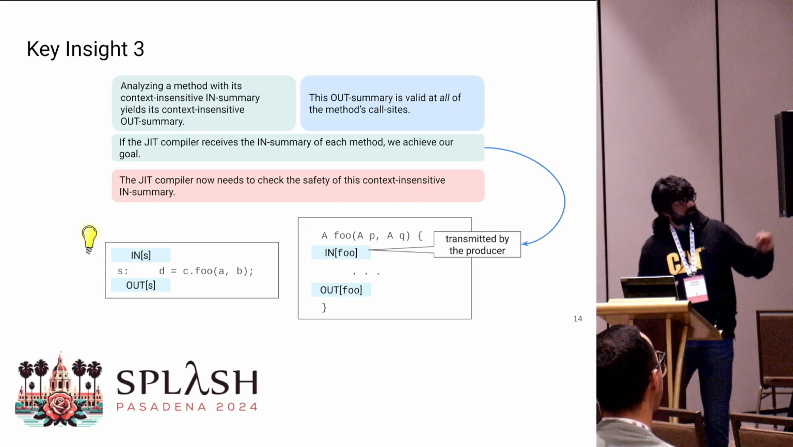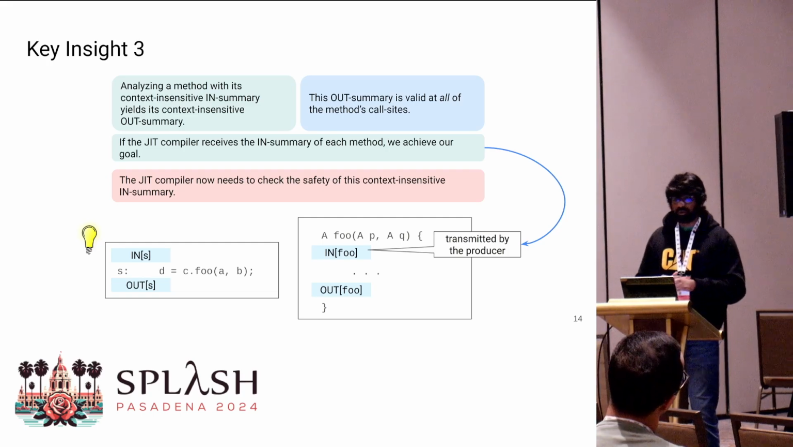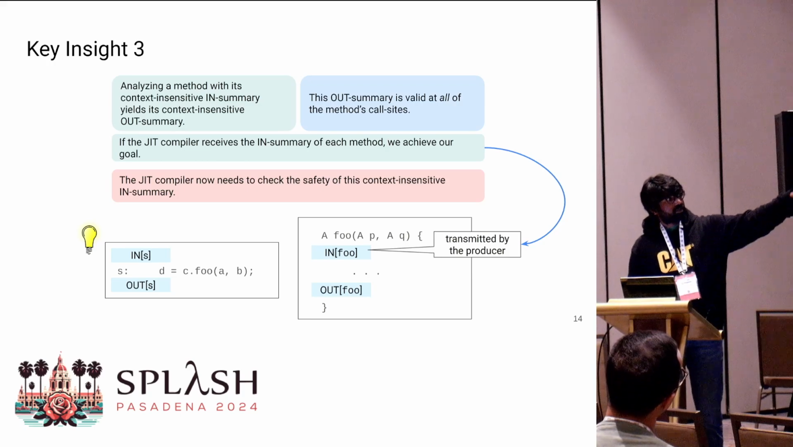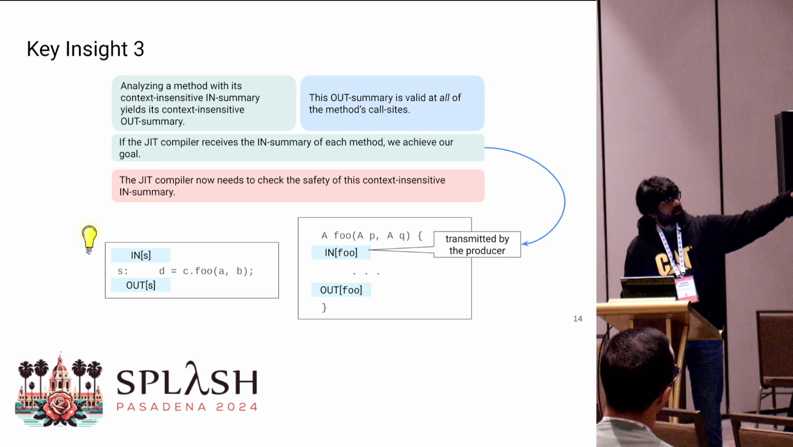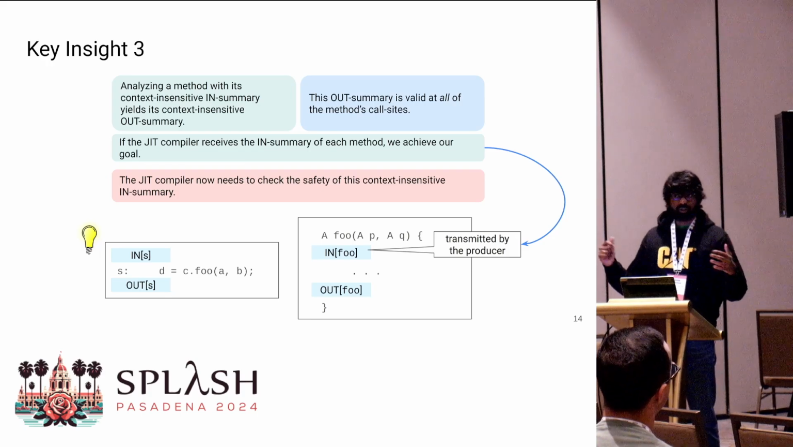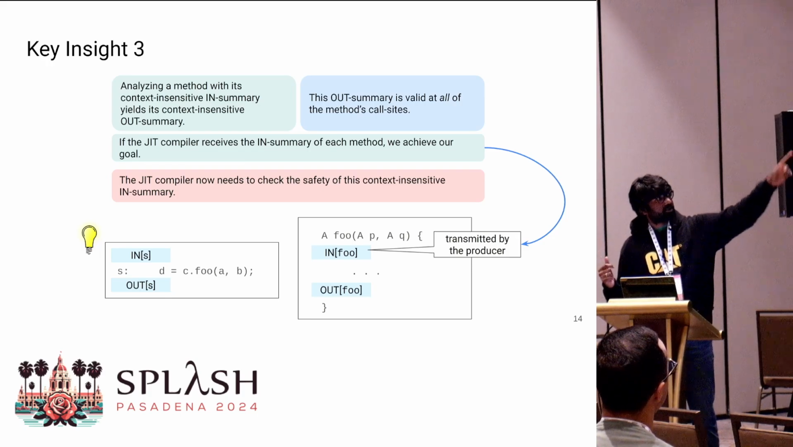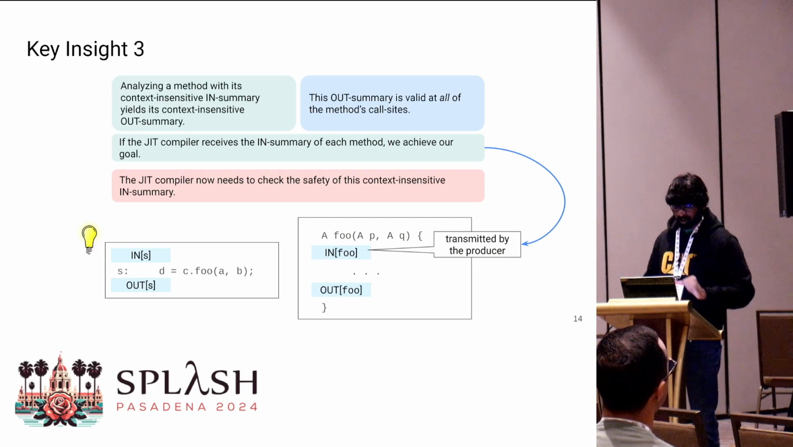On the left, we have a statement labeled S, which happens to be a call site for the function foo. On the right, we have a pictorial representation of the function foo. Remaining on the right, the in of foo is that context-insensitive in summary that I just described, which is sent by the producer based on the premise that we just established. What the consumer does is just the following.